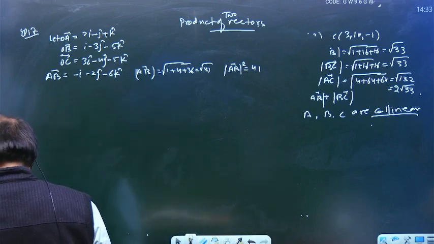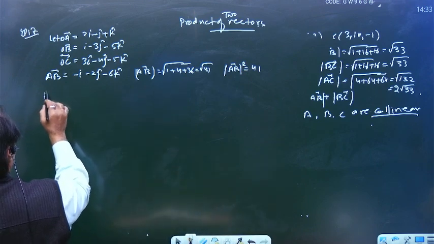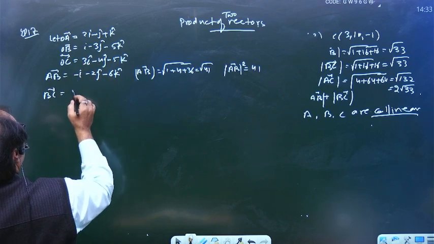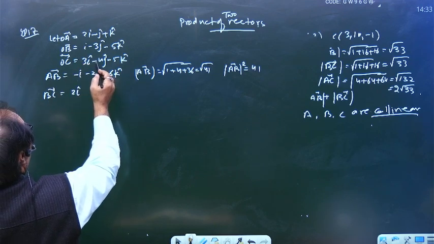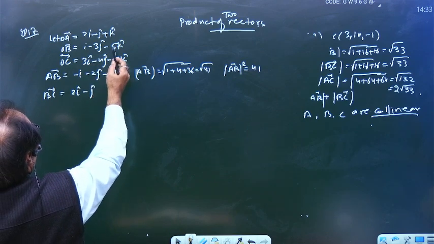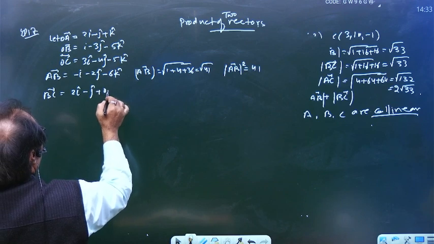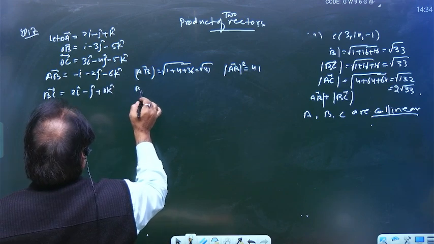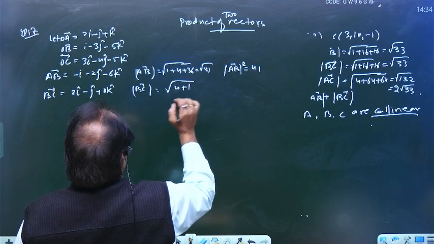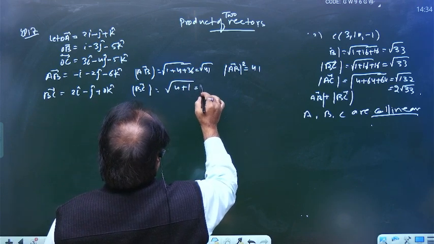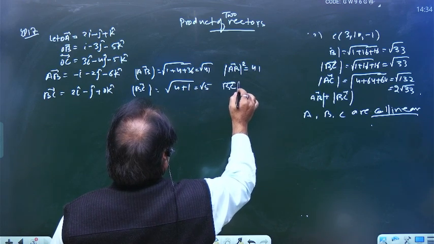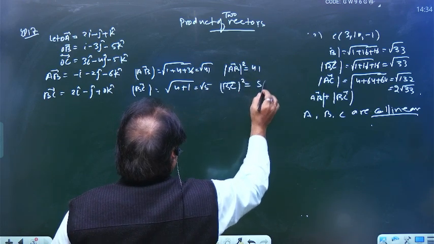Now after AB, find BC. So BC is equal to C minus B, 3 minus 1, that is 2 i cap, minus 4 plus 3, that is minus 1 j cap, minus 5 plus 5, that is 0 k cap. So magnitude of BC is root over of 4 plus 1, that is root over 5. So magnitude of BC square is equal to 5.